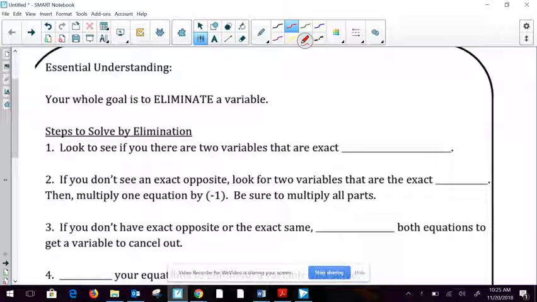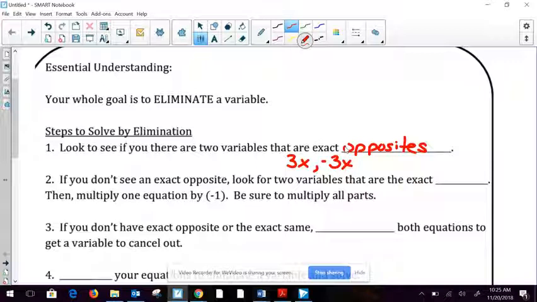Our essential understanding, your whole goal in this whole process is to eliminate a variable. We know how to solve an equation with one variable in it, but now we have equations that have two variables, so we have to completely eliminate one, so that way we can do all of the solving stuff that we need to do. So when you're using this elimination method, the first thing that you want to do is check and see if there are two variables that are exact opposites. So for example, you might have a 3x in one equation and then a negative 3x in the other equation.